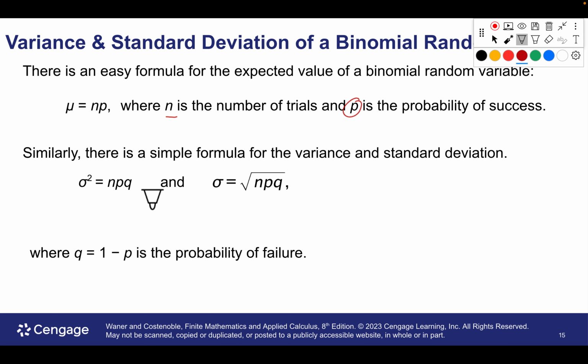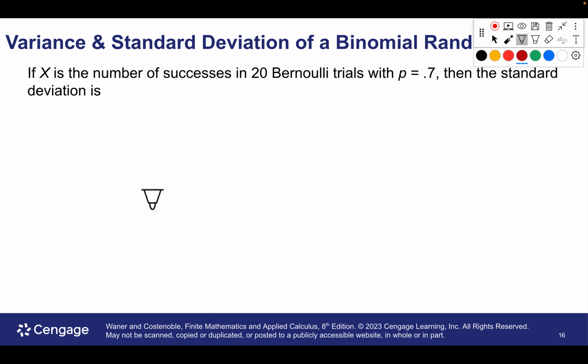And remember, q is 1 minus p, so they don't have to give us q. And oftentimes they won't, and you're going, what's q? Well, it's just 1 minus p. So as long as they give us the probability of a success or the probability of failure, we can get the other one. And then we just need to know how many trials there were, and boom, we just multiply n times p. There's the average. n times p times q, square root of that, there's our standard deviation.